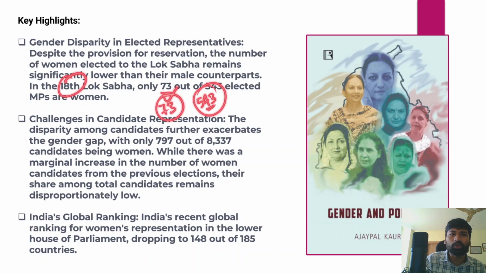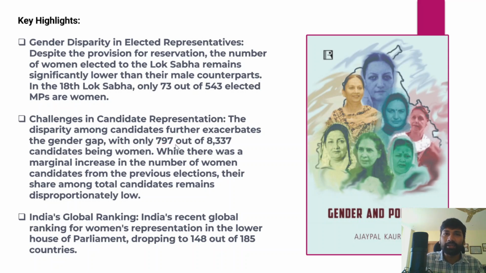Only 73 are women, and it is a significantly low number. However, women have been facing a number of challenges when it comes to contesting elections and even winning elections. So this particular disparity between men and women indicates the gender gap that existed in these general elections so far.